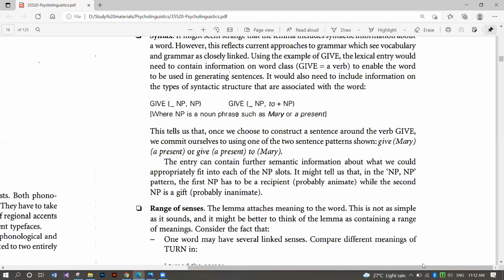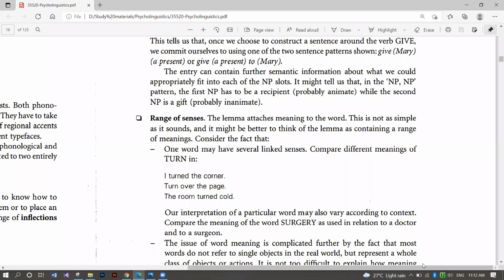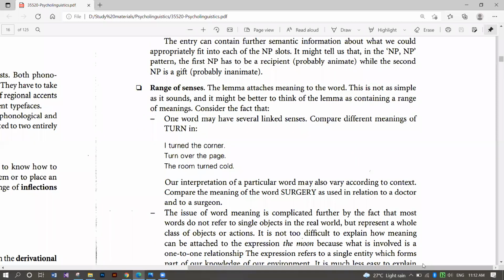Range of senses: अब किस कॉन्टेक्स्ट में एक स्पेसिफिक वर्ड जो है ना वो किस तरह की मीनिंग देता है, या दूसरे कॉन्टेक्स्ट में या दूसरे स्ट्रक्चर में वो दूसरी मीनिंग देता है। So the lemma attaches meaning to the word. This is not as simple as it sounds. And it might be better to think of the lemma as containing a range of meanings. Consider the fact that one word may have several linked senses.